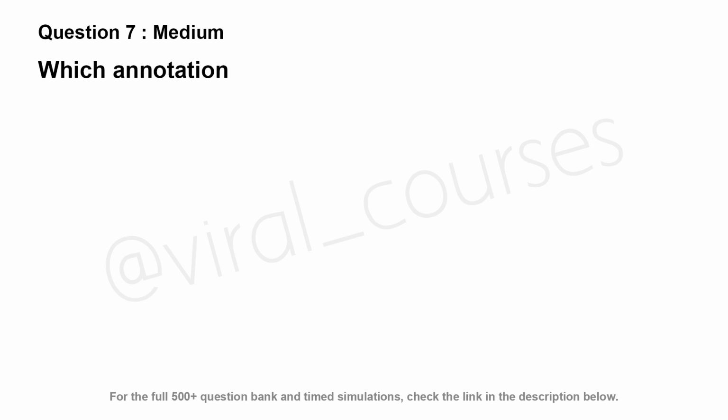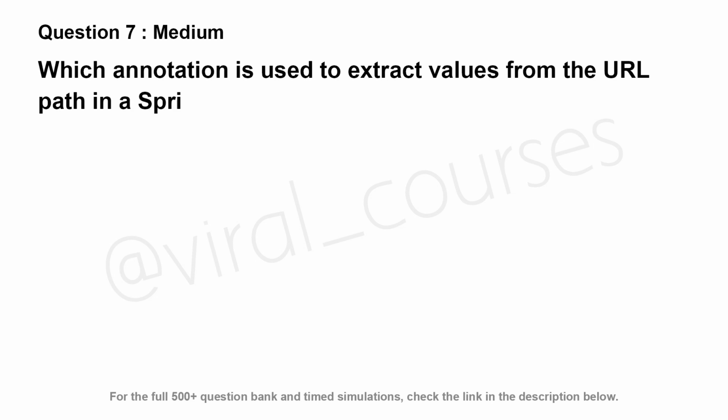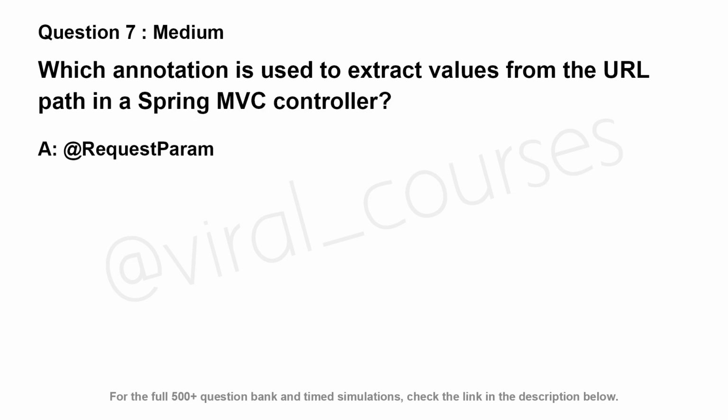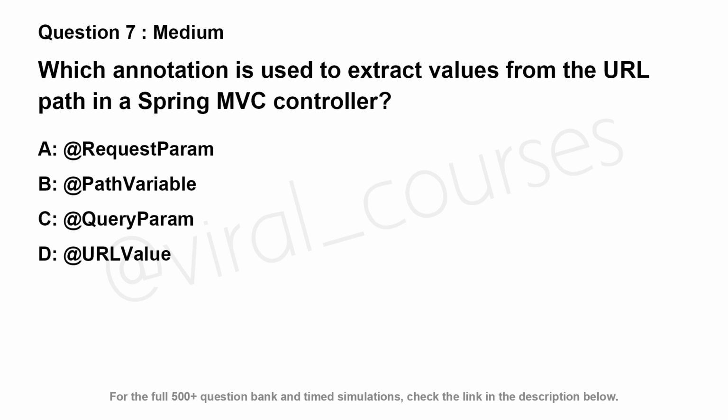Which annotation is used to extract values from the URL path in a Spring MVC controller? Option A, @RequestParam. Option B, @PathVariable. Option C, @QueryParam. Option D, @URLValue.